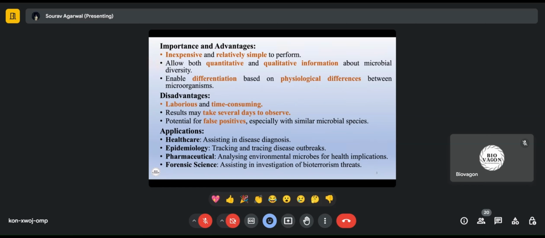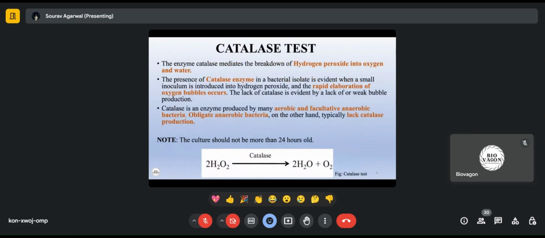These tests are extensively used for analysis in healthcare, epidemiology, pharmaceutical, and forensic science studies. Okay, let's go with our first test today.